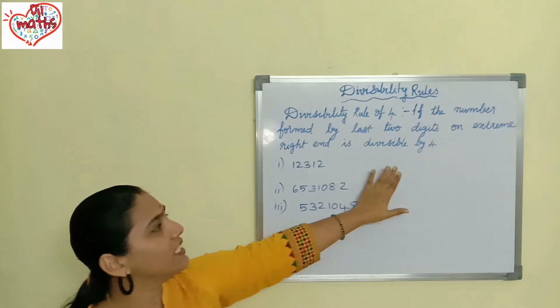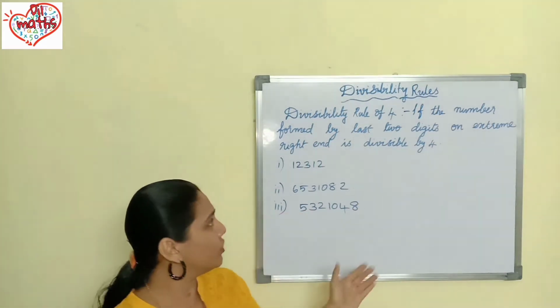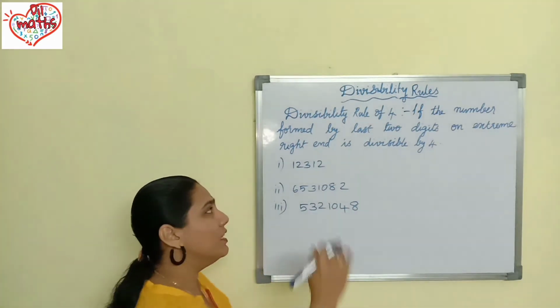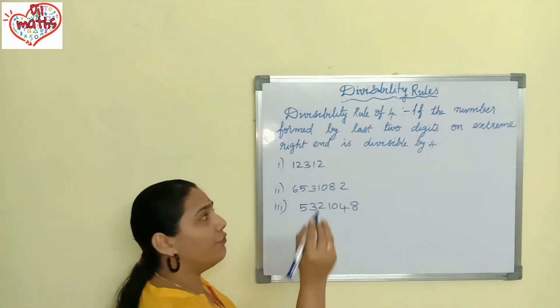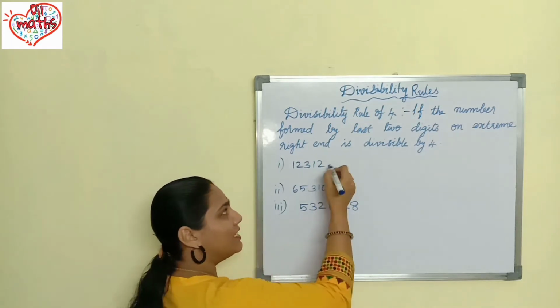extreme right and divisible by 4. So what should we do there? We'll go to an example. What should we do first? We have to go to the extreme right hand. Where is the extreme right hand? This is the extreme right hand.